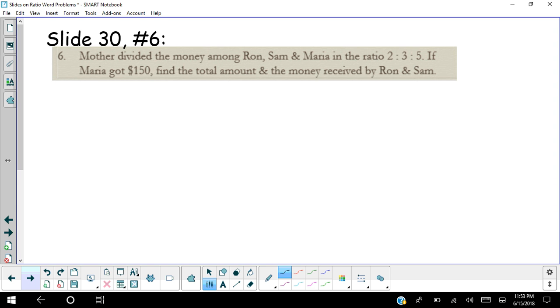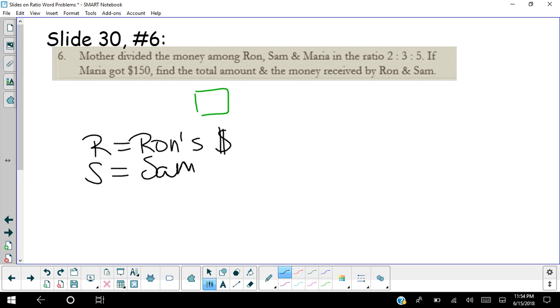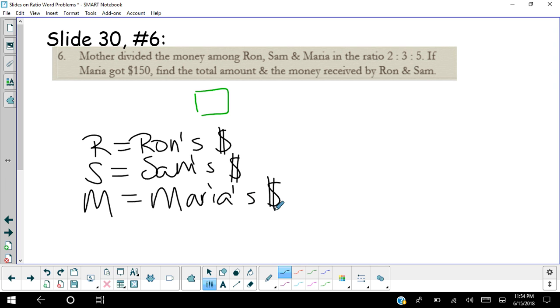Mother distributed the money among Ron, Sam, and Maria in the ratio 2 to 3 to 5. So that's where you have some random quantity. I did the open box. I'm going to define R to be Ron's money and S to be Sam's money. Again, I pick letters that go with what they stand for. So M will be Maria's money. And then this box is just this random quantity that I start with so that I know how to multiply.